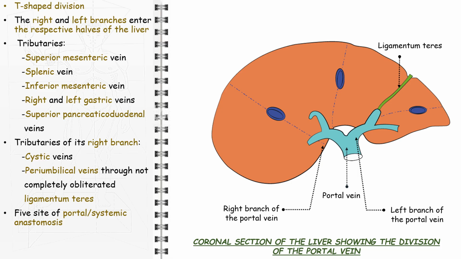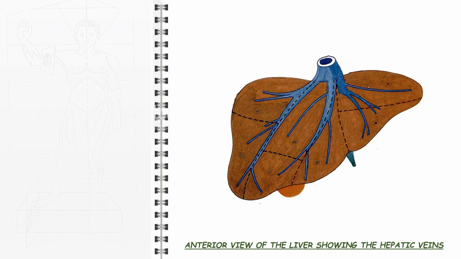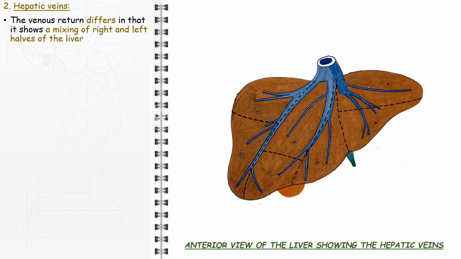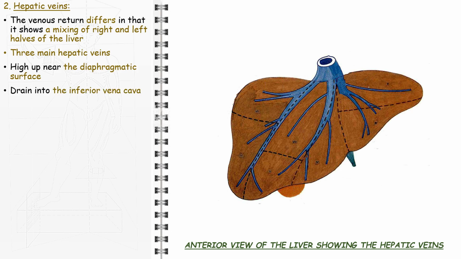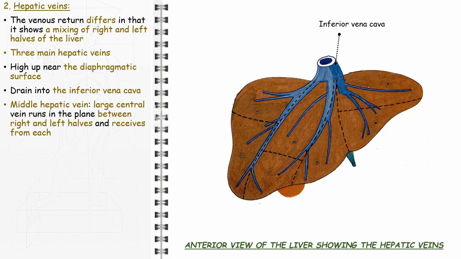The gallbladder is drained by the cystic veins. The venous return differs in that it shows a mixing of right and left halves of the liver, ensured by 3 main hepatic veins. The hepatic veins stand high up near the diaphragmatic surface of the liver. They drain into the inferior vena cava. The middle hepatic vein is large and central. It runs in the plane between right and left halves and flows into the right edge of the inferior vena cava. It receives branches from each half.